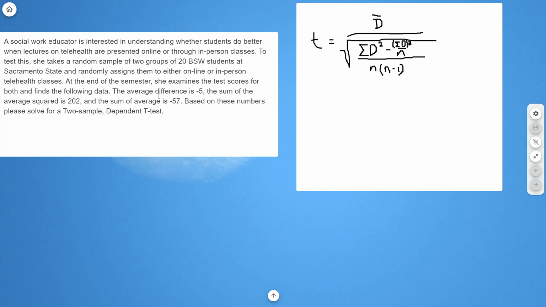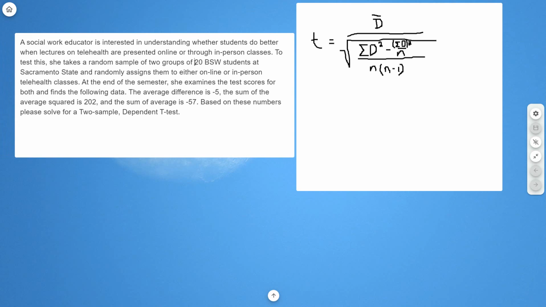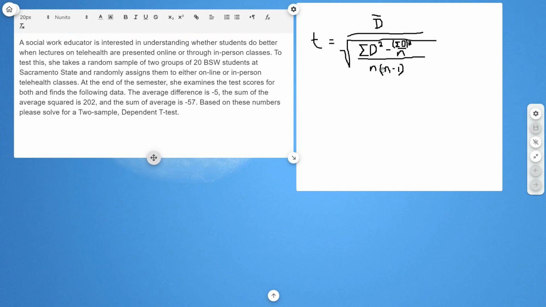The average difference between the groups is -5. The sum of the difference squared is 202, and the sum of the difference is -57. Based on these numbers, please solve for the two-sample dependent t-test, and I have the equation for that right here, and you can see that everything we have is already here. We see that there were 20 students. That's going to go anywhere there's an n.